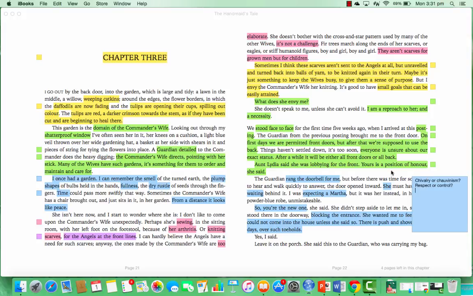Is this chivalry or chauvinism? Is it respect or control? Consider how the ensuing characterisation of the commander's wife develops ideas raised earlier in chapters 2 and 3. Identify quotes that evince her desire for some control and authority. Her behaviour towards the narrator is often read as overcompensation for her inability to reproduce, to create life. Do you feel this reading is justified?